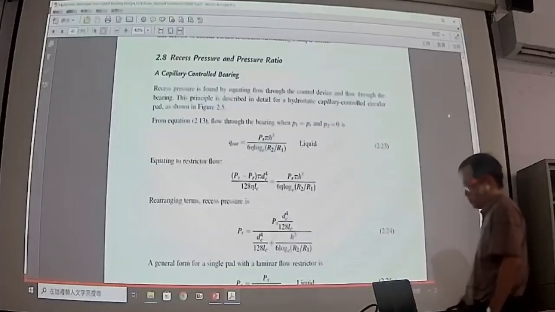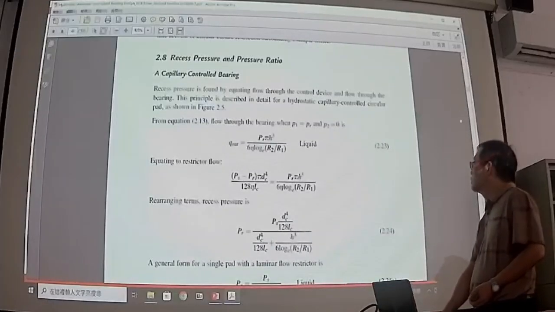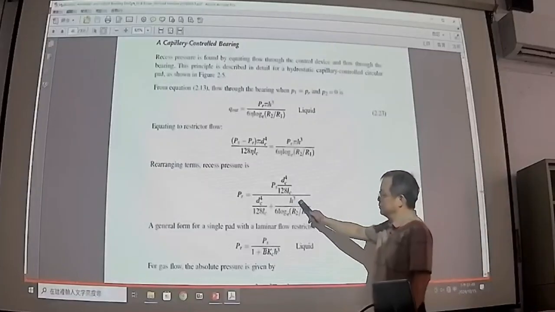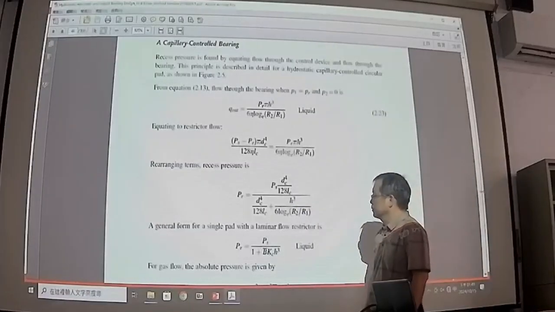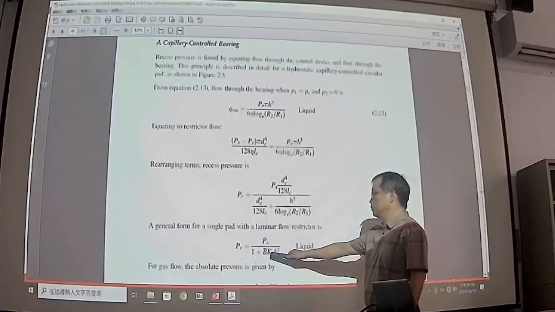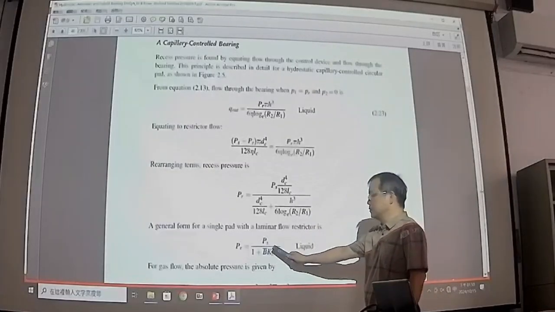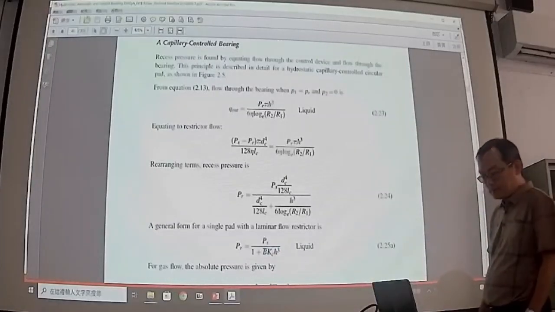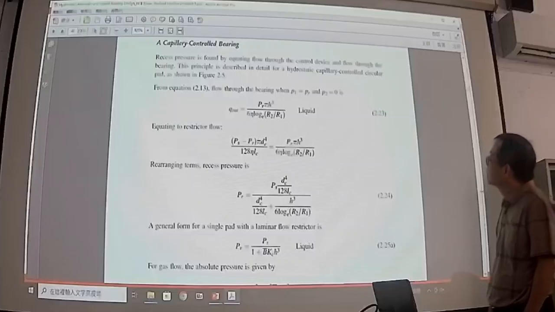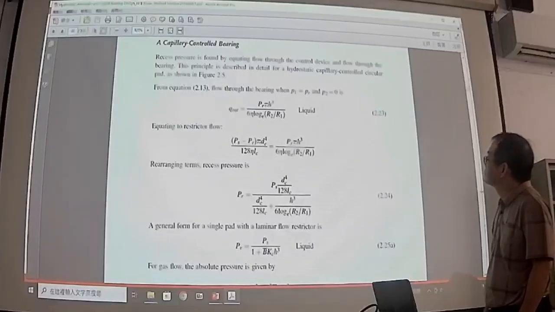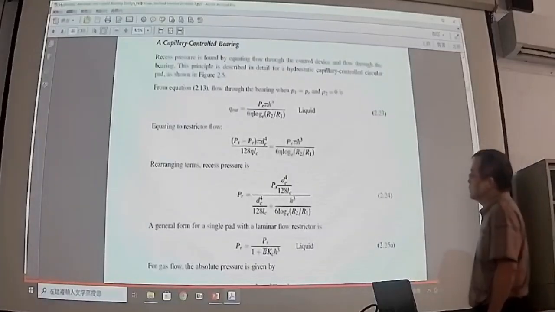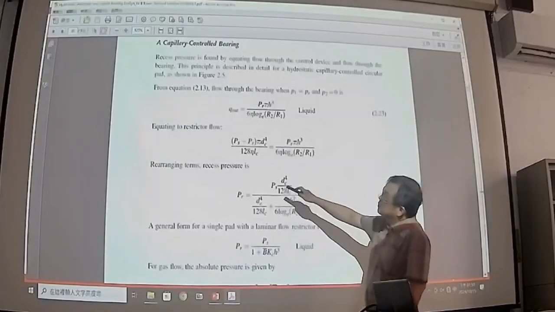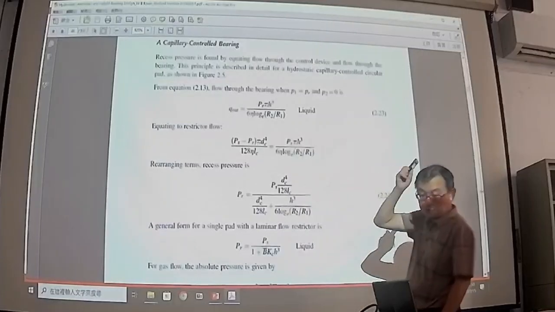But it's a bit difficult to observe for this one. So you can use this one, okay, by using a simple notation for the constant C. So this C, the kernel of C is related to the capillary geometry.